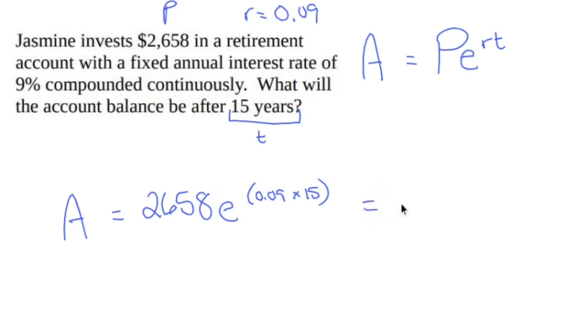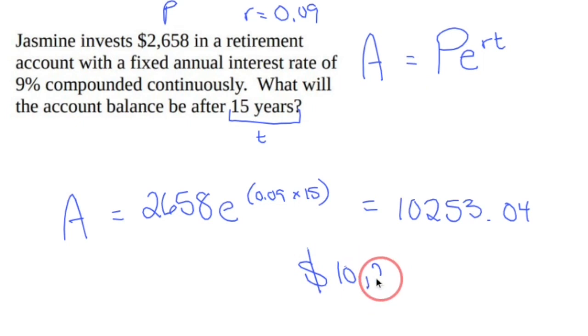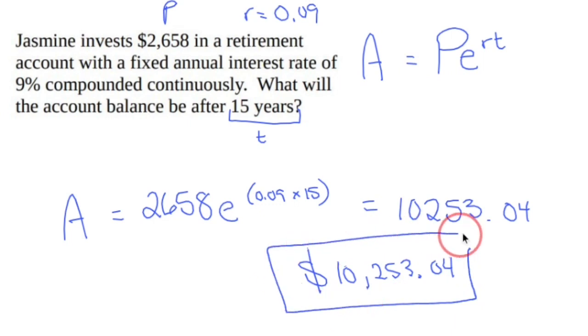And you get 10,253.037, so I'll do 04, which means $10,253.04. Now, if that seems like a lot of money, it's because it is. And it's because your rate is 9%. That is an unreasonably high number, but that's how you do it. And that's what we got. So we're done.